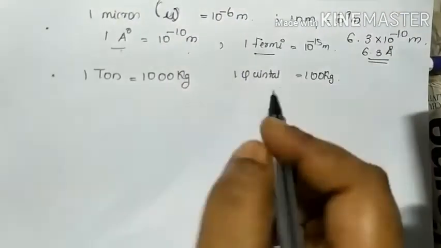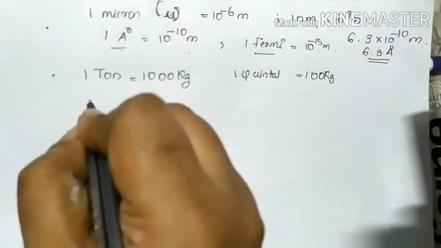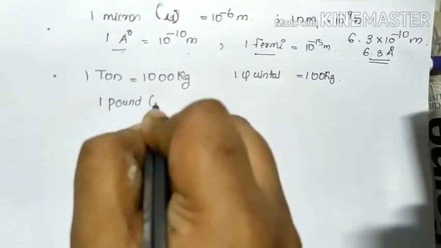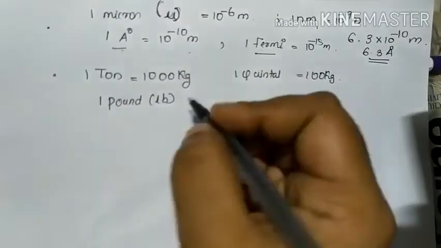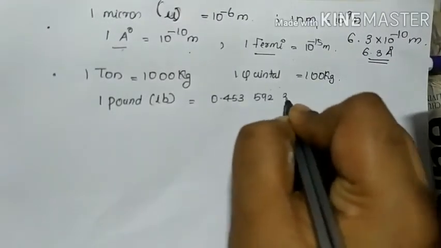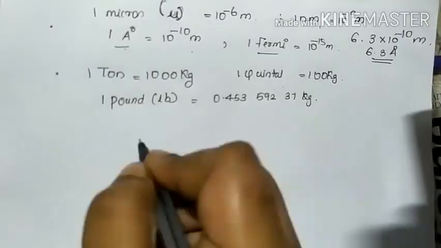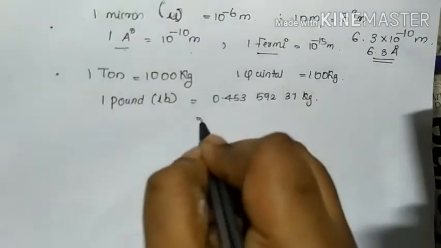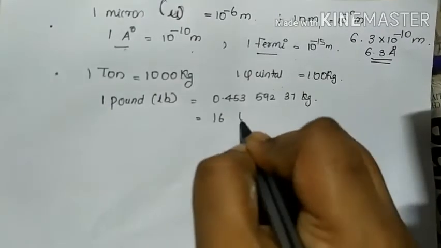Okay, so 1 quintal is 100 kilogram. Similarly, 1 pound (lb) is equal to 0.45359237 kilogram. I'm sorry. And it is also 16 ounces.